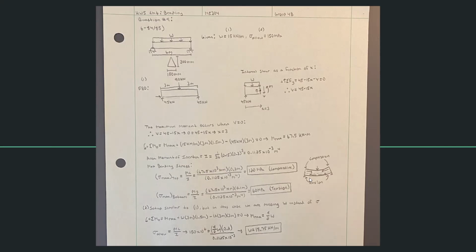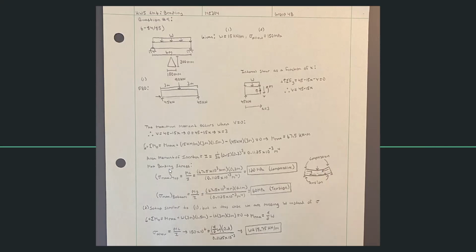It would be compressive because the weight acting on the beam is going to cause it to sag. And the sagging in the beam would show that above the neutral axis, you're going to have forces going towards the center, and then on the bottom, you're going to have forces going out. The bottom of the beam is getting stretched while the top of the beam is being shrunk down and compressed.